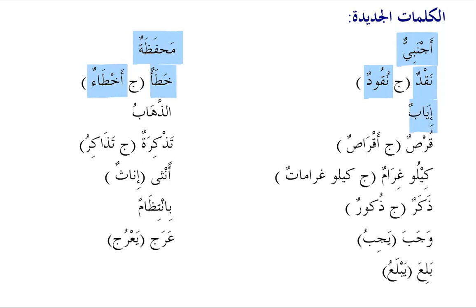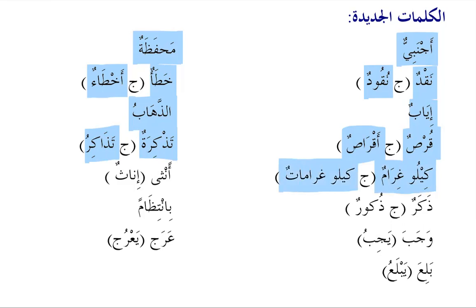Iyab, return, ruju'. Dhahab, going, to go. Qurs, plural aqras, a tablet. What type of tablet? iPad? No, medicine. I wonder if they say in Arabic the qurs iPad. Maybe. No, they wouldn't. Tadhkira, plural tadhakir, on the pattern mafa'il, ticket, tickets. Kilo ghiram, plural kilo ghiramat.